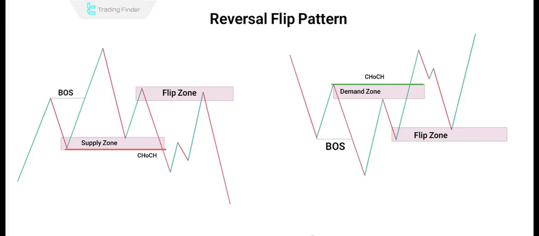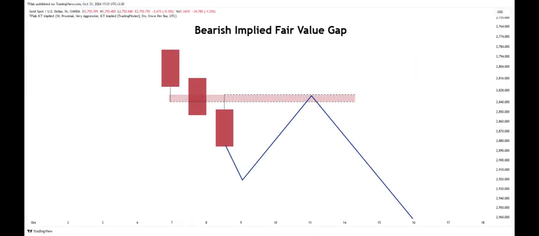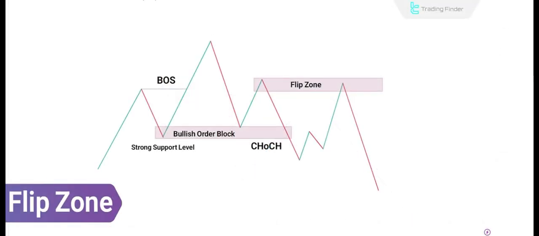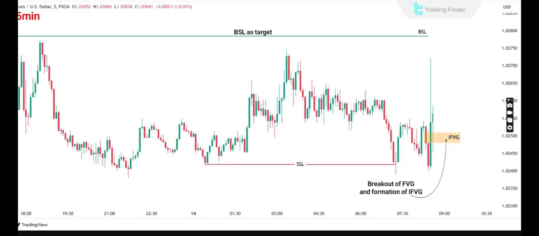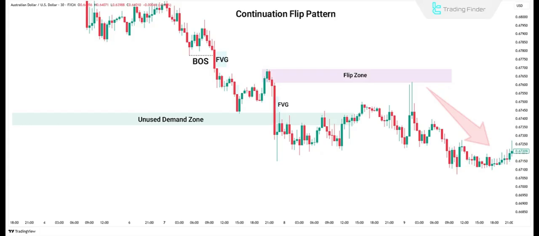How to identify flip zones. A flip level in ICT forms when a key supply or demand level is broken and then established as its opposite type. It often acts as a price return area for institutional reentry.